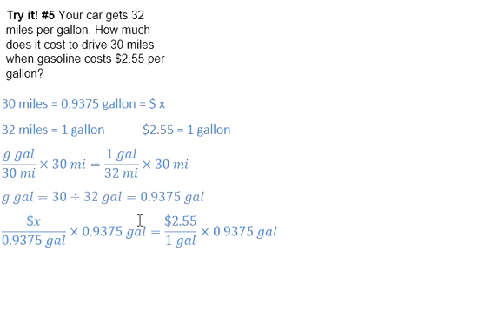So just as before, these both cancel out. On the right side, my gallons cancel out, but not the numbers. So I'm left with X dollars equals my 2.55 times my 0.9375. Now if you still have this in your calculator, you can go ahead and use that previous answer and just click on multiply 2.55 to get the exact answer instead of this approximation.